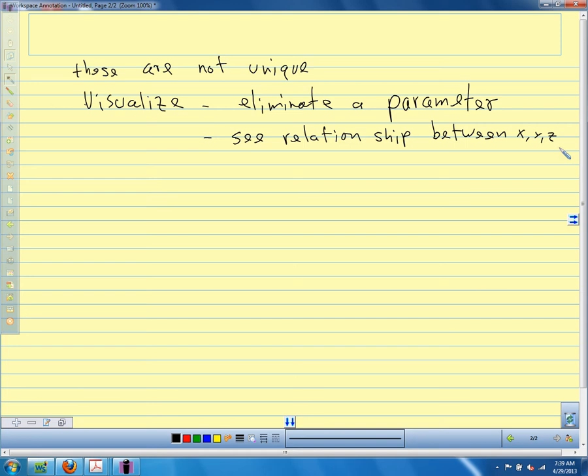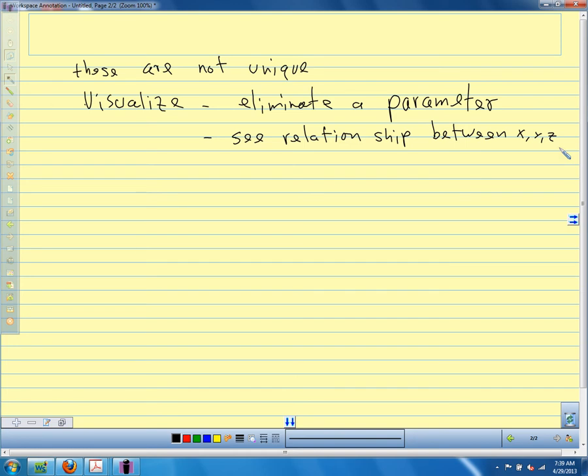Finding parametric equations for a surface is usually kind of difficult. Some exceptions are if we have spherical and cylindrical coordinates. We have some experience using spherical and cylindrical coordinates, and those would be a type of parametric surface if we describe them with spherical or cylindrical coordinates.